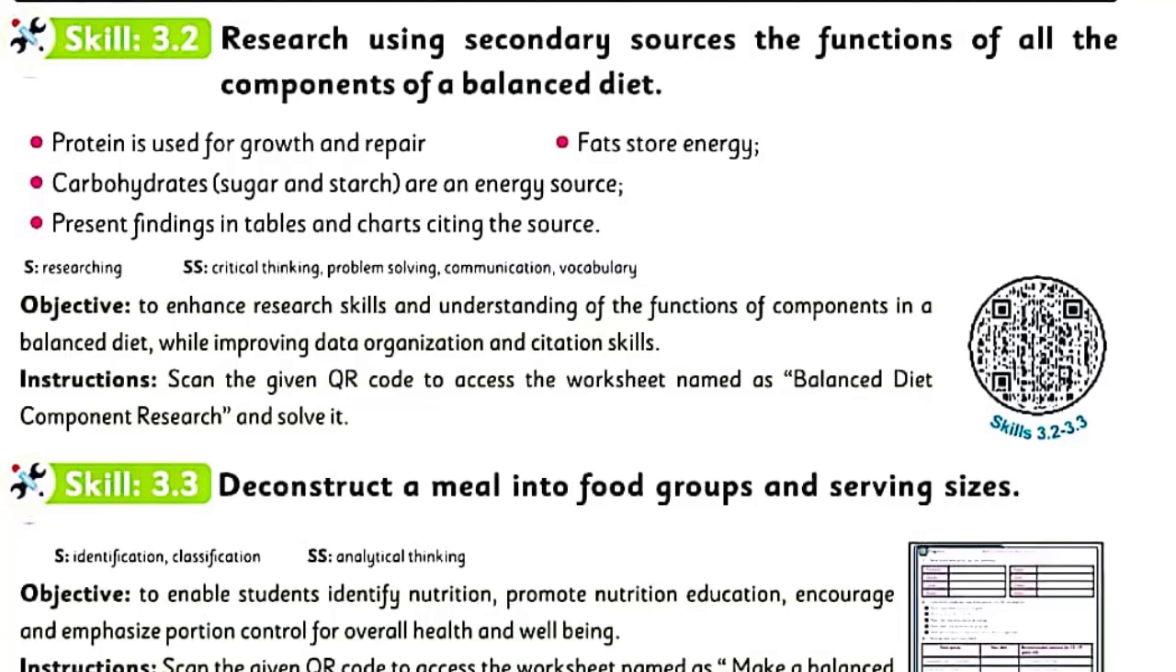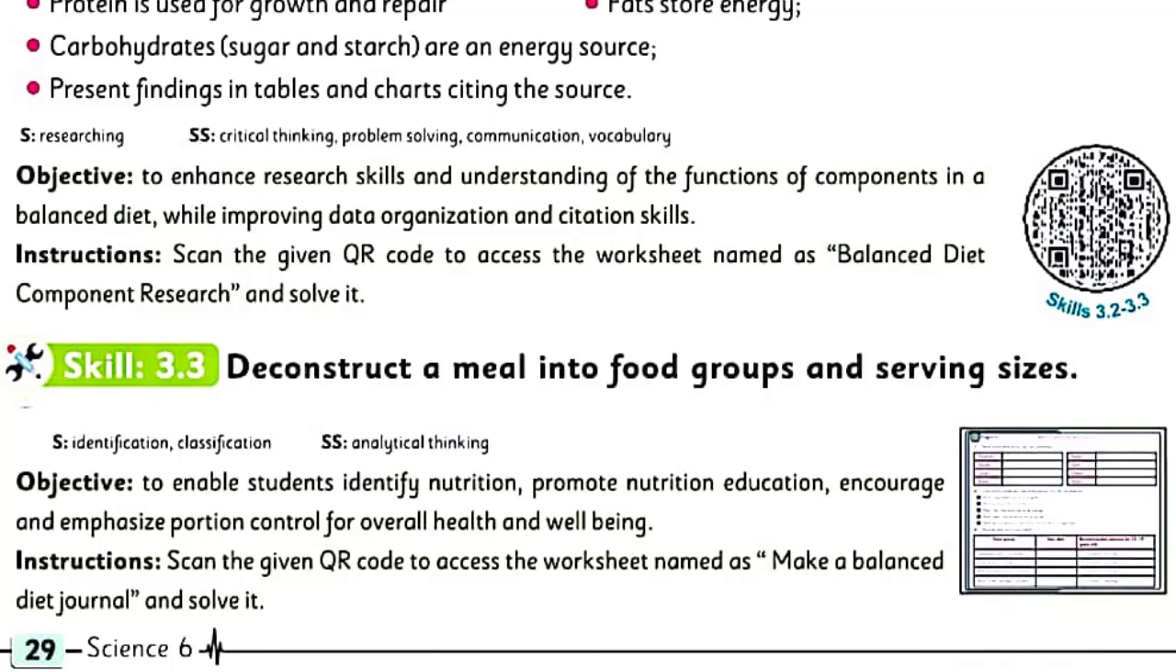Skill 3.3: Deconstruct a meal into food groups and serving sizes. Skills: identification, classification, analytical thinking. Objective: to enable students to identify nutrition, promote nutrition education, and encourage and emphasize portion control for overall health and well-being. Instructions: scan the given QR code to access the worksheet named Make a Balanced Diet Journal and solve it.